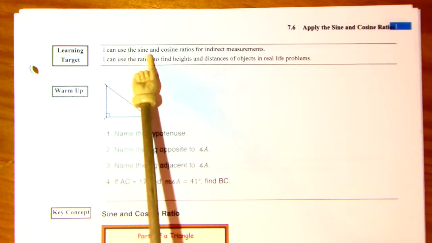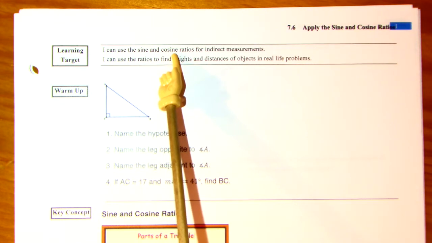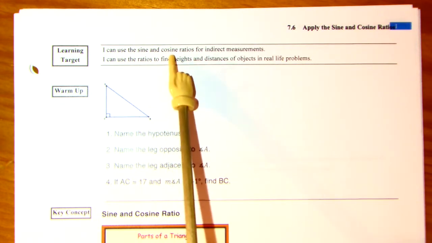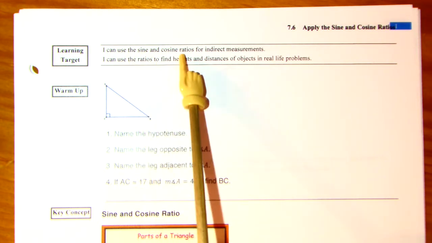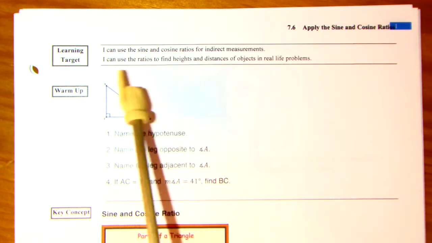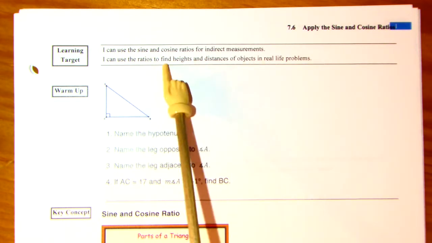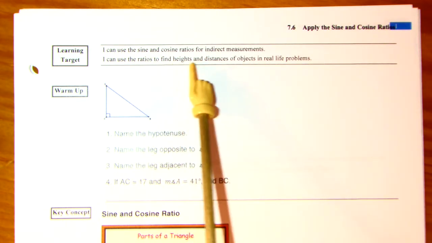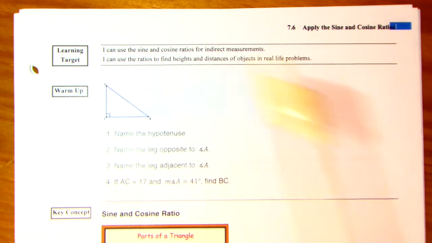Our learning targets: I can use sine and cosine. There's two other trig functions that we're going to be talking about. So you've learned tangent. Now sine and cosine, I'll be abbreviating these also with 3 letters. I can use the ratios to find heights with distances of objects in real life problems. So heights are usually more for tangent, so we're looking more at distances, but it does happen.